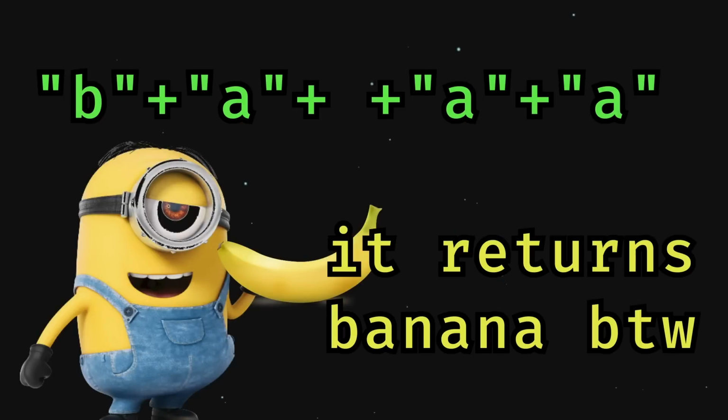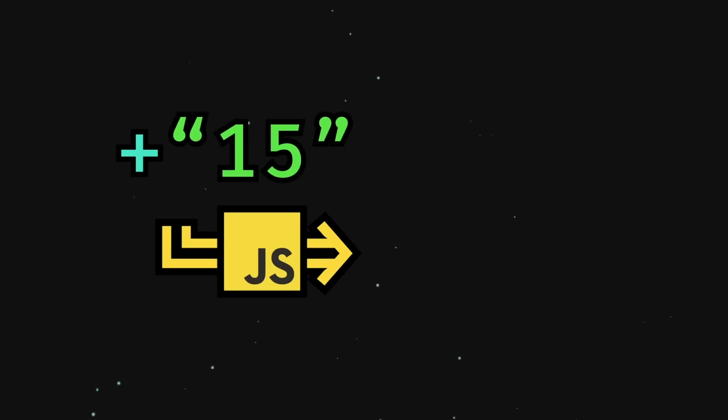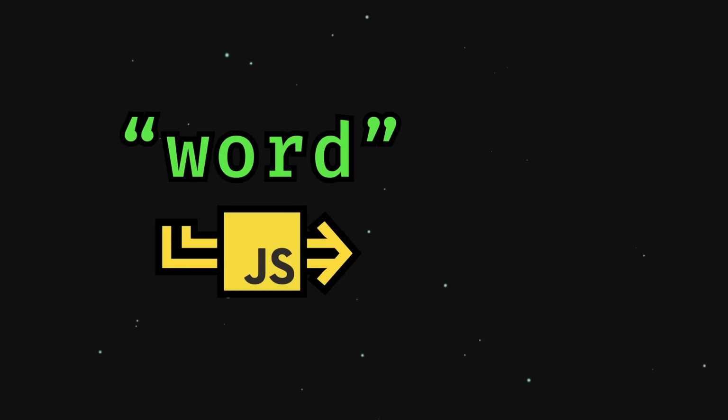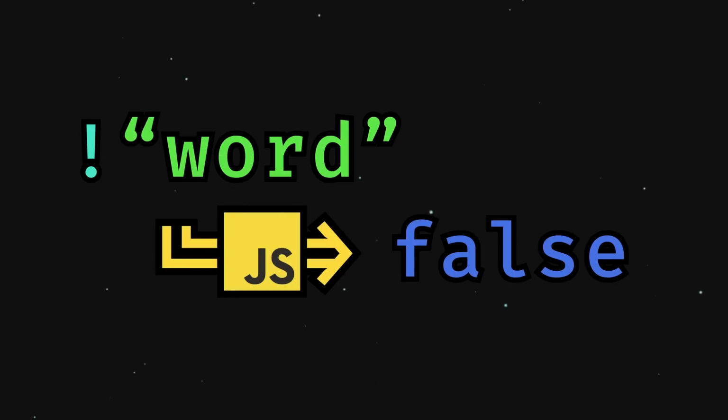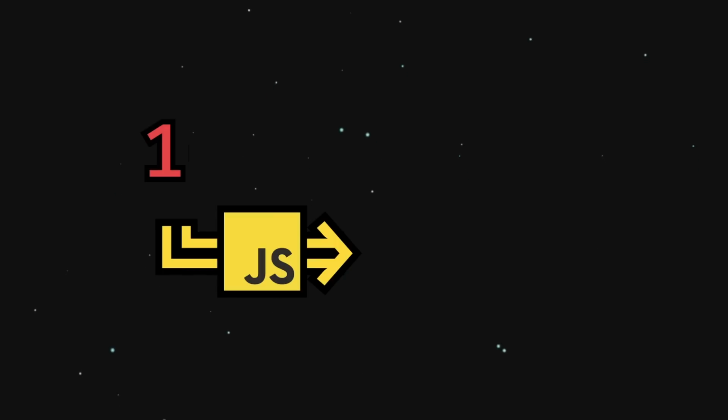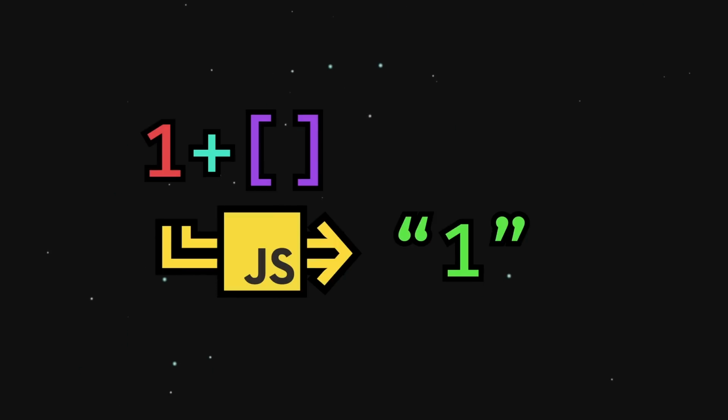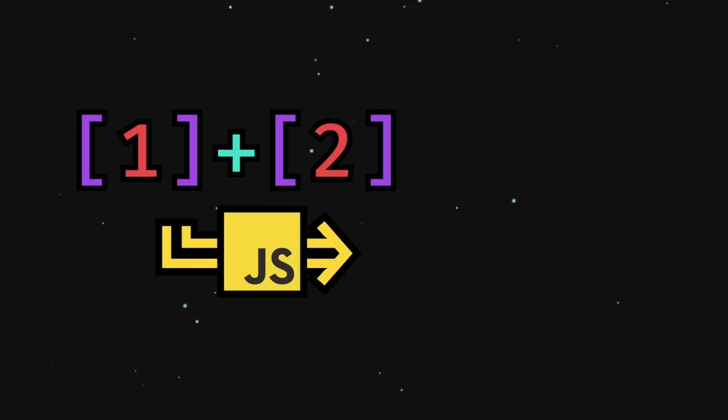Some reasonable examples include putting a plus in front of a value to convert it into a number, or even prepending an exclamation mark to cast a value into the opposite of the boolean it associates to. And then, for some bizarre reason, adding a list to something creates a string. And yes, even two lists added together does that.